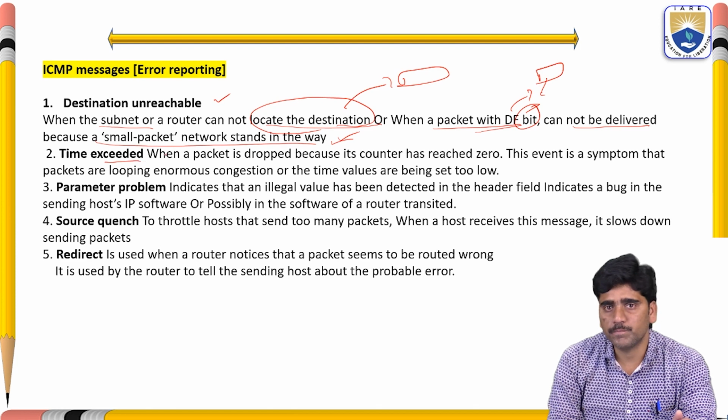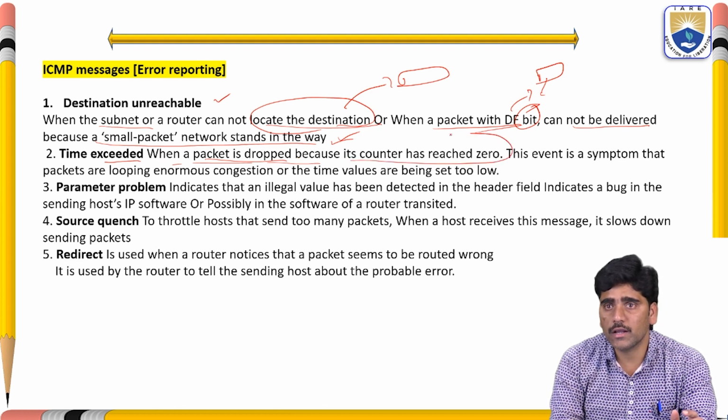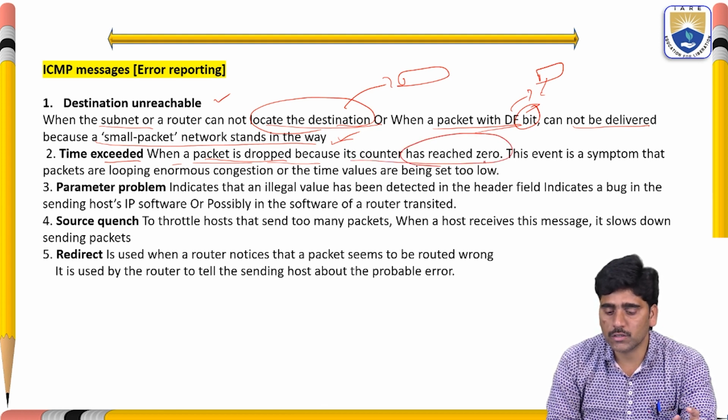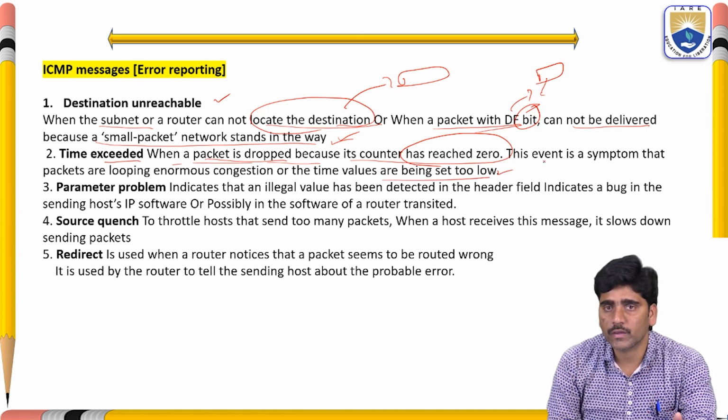And time exceeded. This occurs when a packet is dropped because its counter has reached 0. This event is a symptom that the packets are looping, that there is enormous congestion, or that the time values are being set too low. The packets are waiting for a certain time. If the time expires, then the packets are not sent to the destination side. At that moment, the time exceeded or time expired problem will occur.